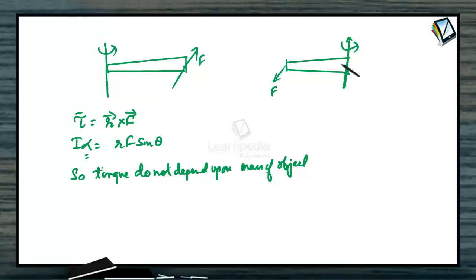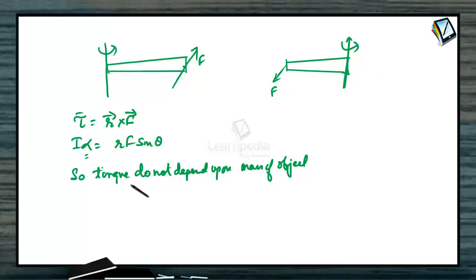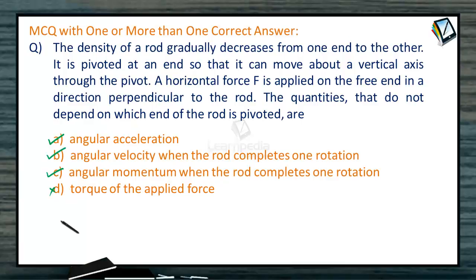Torque applied by the force. The torque of the applied force does not depend on the mass of the object. Therefore, the torque applied by the force will depend on where the pivot is, and about the pivot how the torque is applied. So, the correct options will be A, B, C.